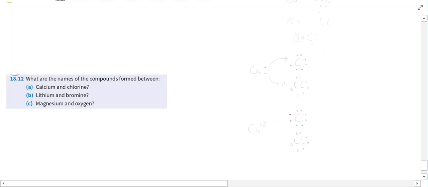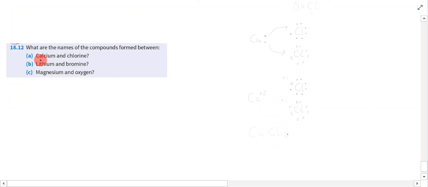Each of these chlorine atoms is going to have 1 of the electrons after receiving it from the calcium atom, and as a result each of these will have a 1 negative charge. And as a result, this calcium ion will combine with these 2 chlorine ions. So it'll be something like CaCl2. Now, how do we name this then?